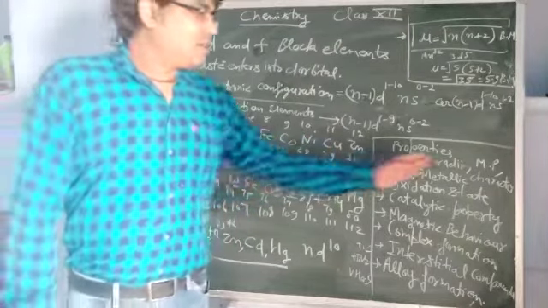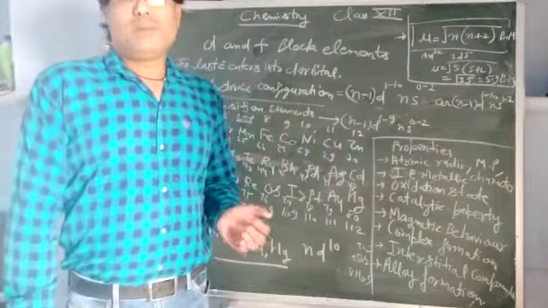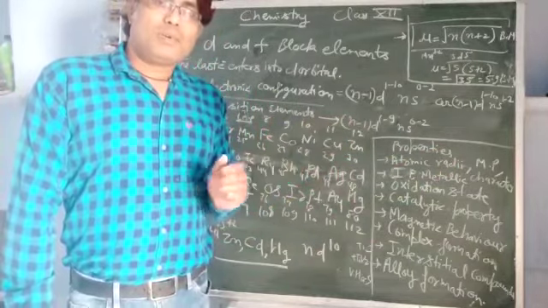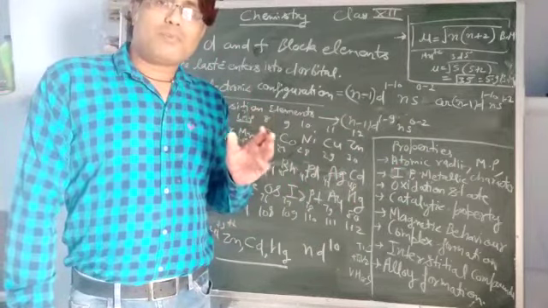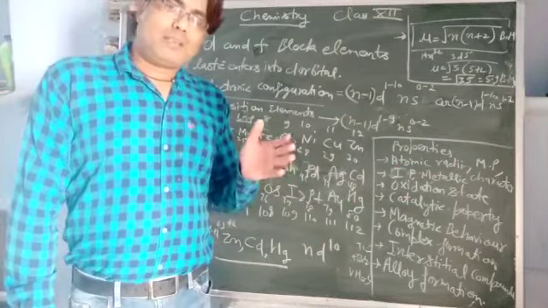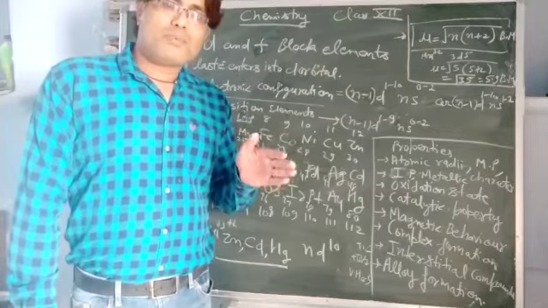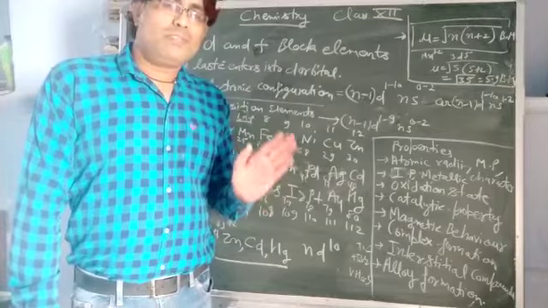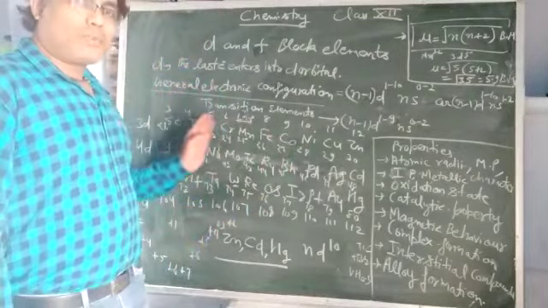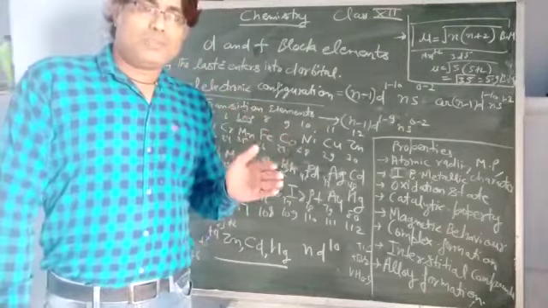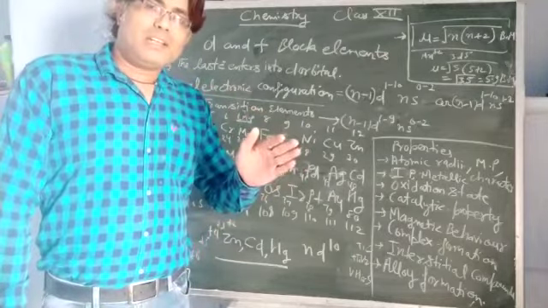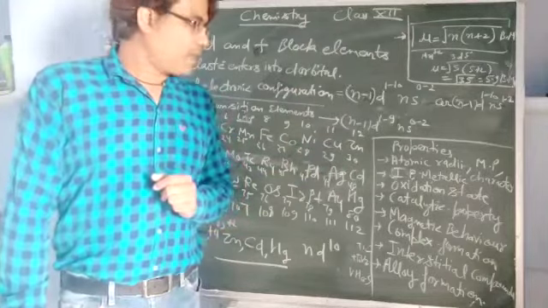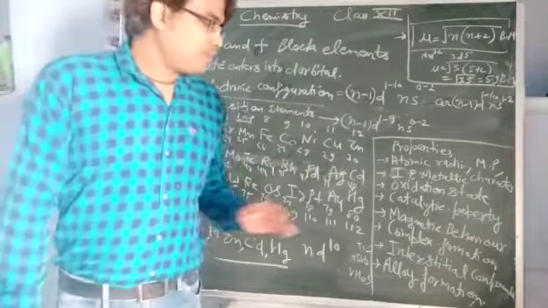Now next, melting point. Initially the melting point increases, and then again the melting point decreases, because the melting point depends on the number of bonds between the atoms. As the number of unpaired electrons increases, the number of bonds also increases, and if the number of unpaired electrons decreases, the number of bonds decreases. Initially there is an increase in the number of unpaired electrons when we fill the electrons in the d orbital, d1 to d5, and then there is pairing of the electrons, so the number of unpaired electrons decreases.